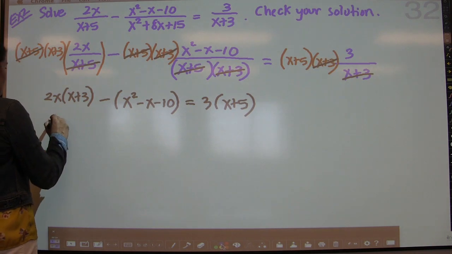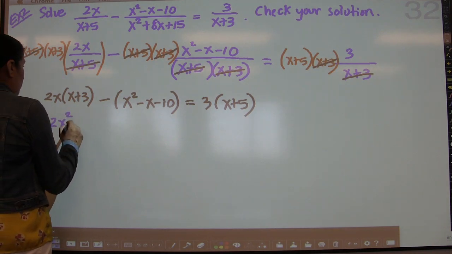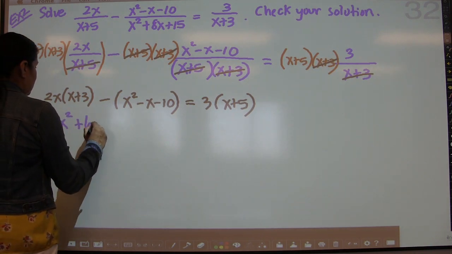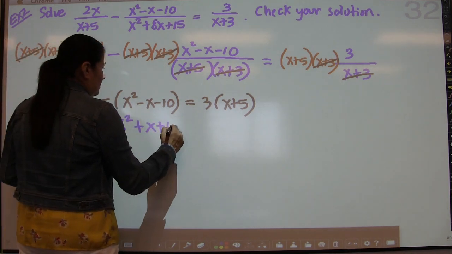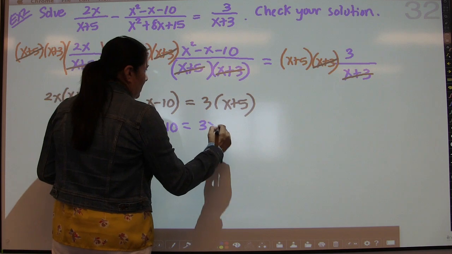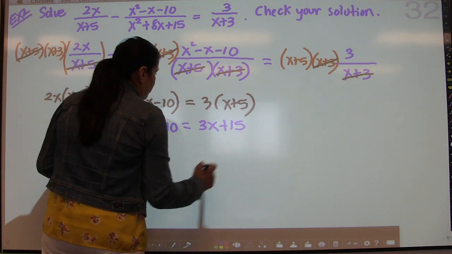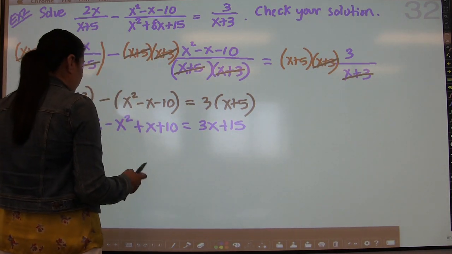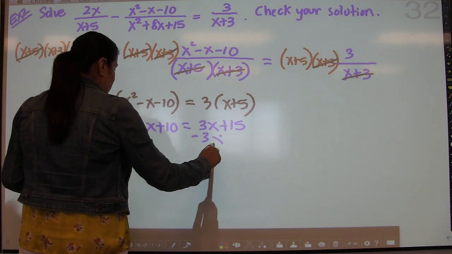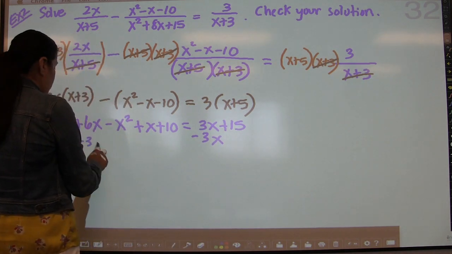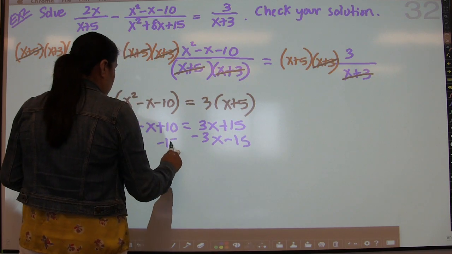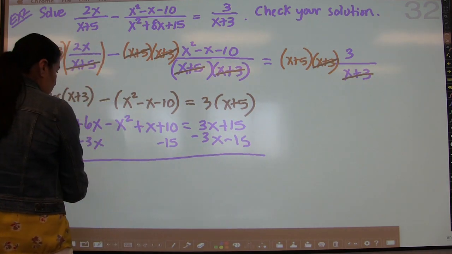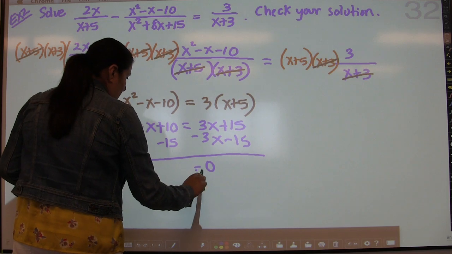distribute, so 2x times x is going to give you 2x squared plus 6x minus x squared plus x plus 10 equals 3x plus 15. Then we're going to try to combine everything together. We want to bring the 3x's to this side, and we want to bring the 15 as well, and maybe have it equal to 0, and we'll have a nice little quadratic.